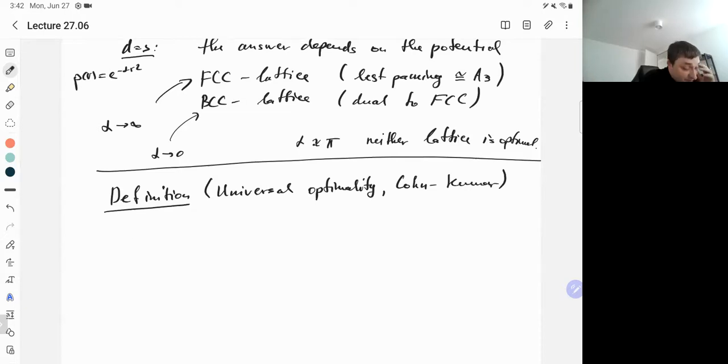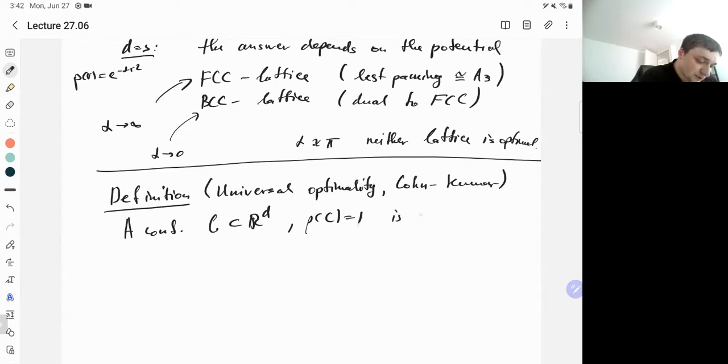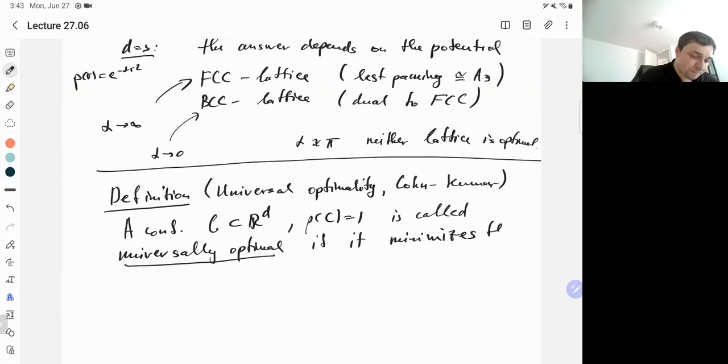So this is basically just what I was saying with words just now. A configuration C, let's just normalize it to have covolume, to have density 1, is called universally optimal if it minimizes the energy for a large class of potentials.